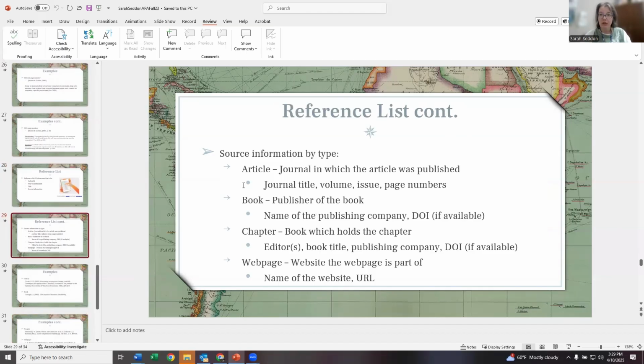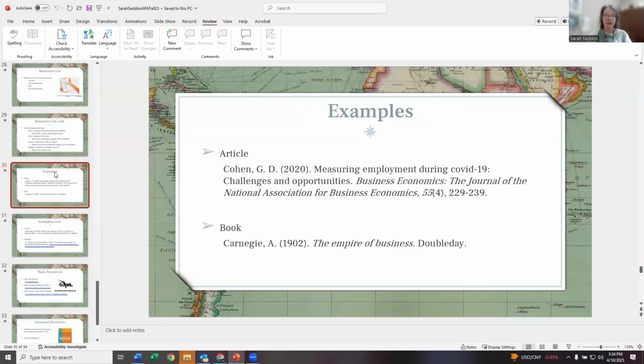So let's say you are citing an article from a journal. Well, then the journal is the source. And so you would need to include the title of the journal, the volume and issue number, and then any page numbers. If you were citing a book, then the source information would be the publisher of the book. If you were citing a chapter from a book, like maybe it's an edited work where each chapter is written by a different author, then you would include source information about the book itself. So that would not only be the publisher of the book, that would also be whoever edited the whole book, and the title of the book, in addition to the title of the chapter. And then if you are working with a web page, the source would be the website that that page is a part of. Okay, so here are some more specific examples of each type of citation.